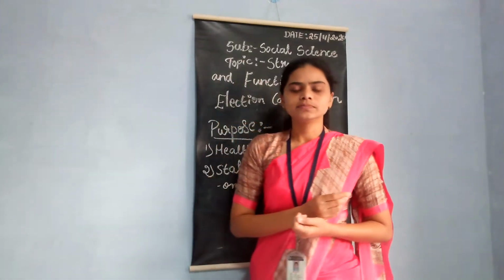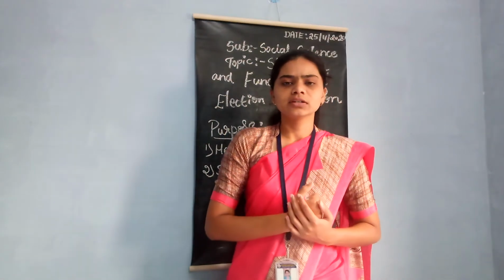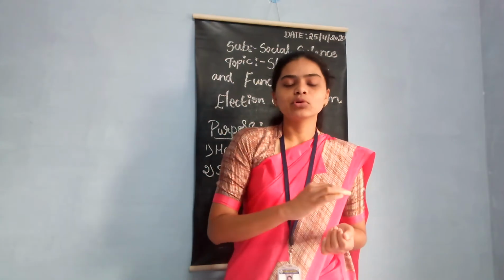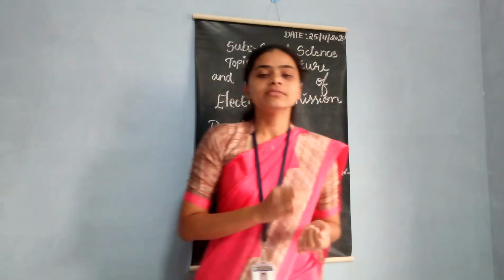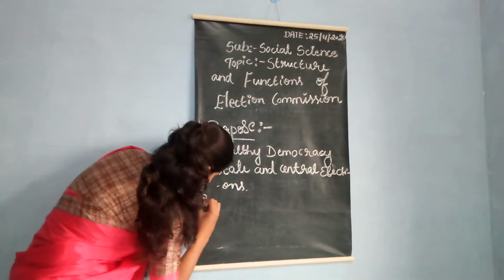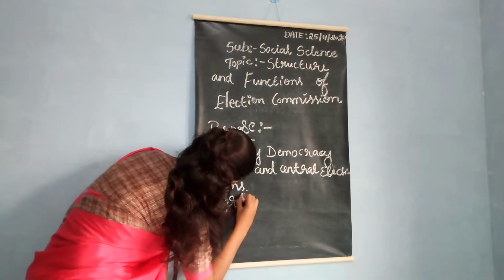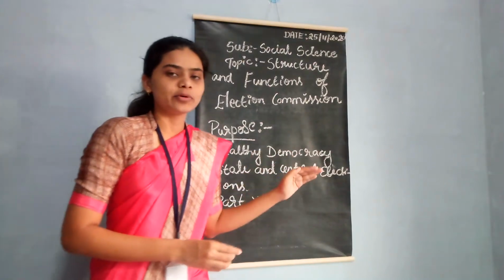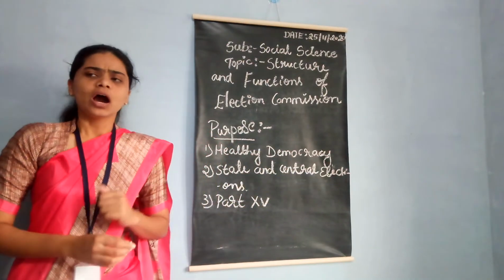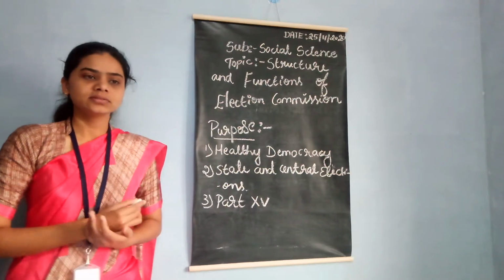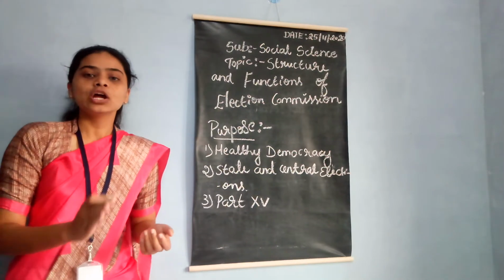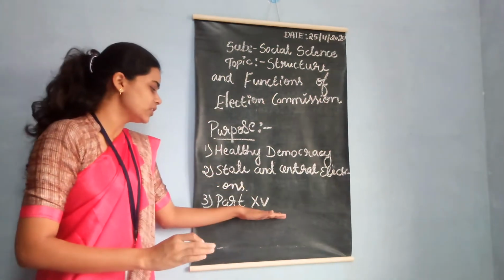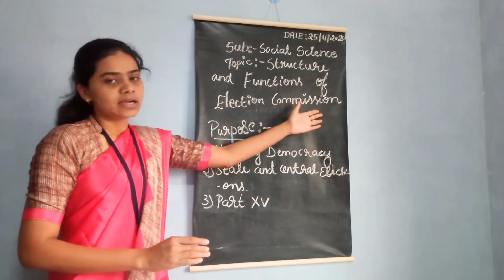Then you may have a doubt. Where does the election commission get mentioned? In the Indian Constitution, Part 15 speaks about the election commission. Which part? Part 15. Part 15 of the Indian Constitution speaks about the election commission. Then tell me, how many parts are there in the Indian Constitution? Yes, very good. There are 22 parts in the Indian Constitution. Among the 22 parts, the 15th part speaks about the election commission.